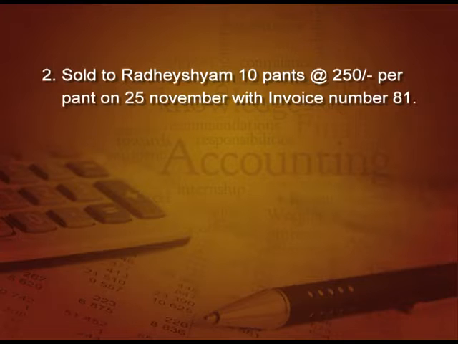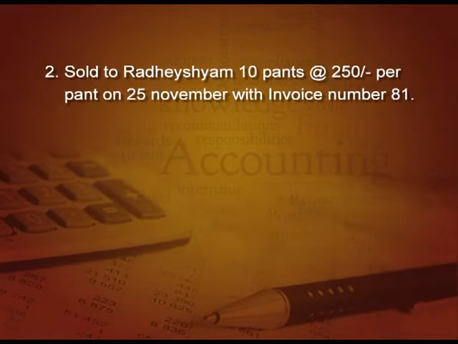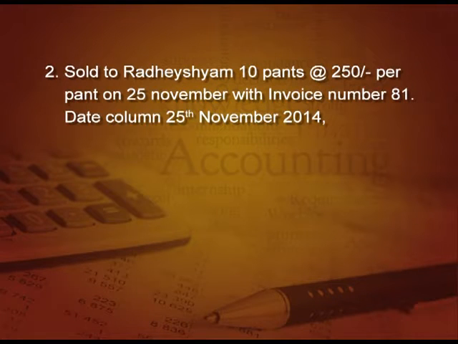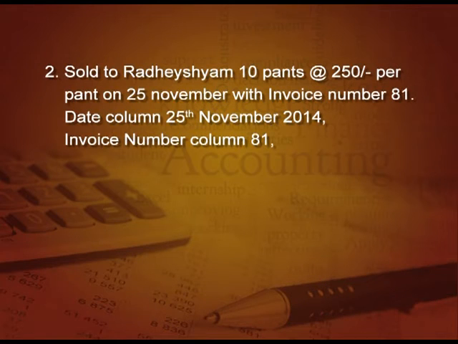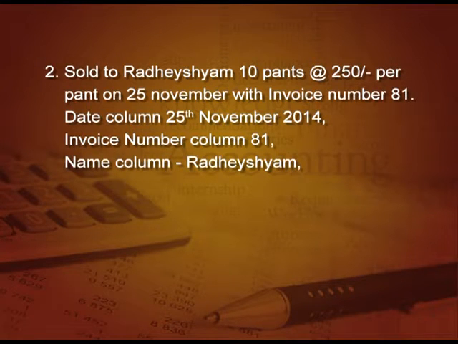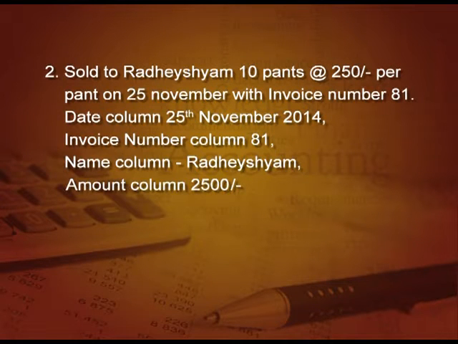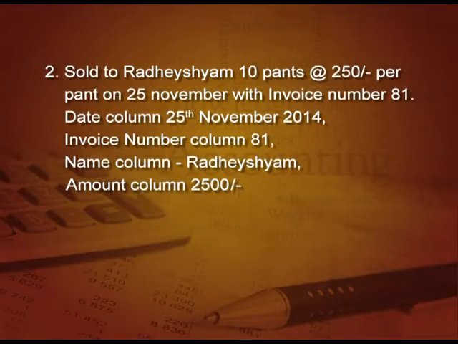Second one, sold to Radheshyam 10 pieces at the rate of 250 per piece on 25th November with invoice number 81. Now, to record this, first of all, in date column, we are going to write 25th November 2014 and then in the invoice column, we will write 81 and in the name column, we will write Radheshyam, the name of the customer, and in the amount column, we will be writing 2500 because 10 into 250 will be 2500.